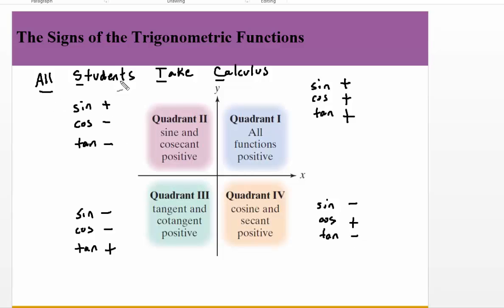Now, some of you are looking at my little saying up top here. A lot of teachers who teach trig will say this: All Students Take Calculus. What does that mean? The A is for All in the first quadrant, everything is positive. Students: look what's positive in quadrant 2, the sine. Take: tangent is positive in quadrant 3. And Calculus: the cosine is positive in quadrant 4. So these are just telling you, for each quadrant, 1, 2, 3, 4, which functions are positive. Just a little tricky thing I've learned down the line.